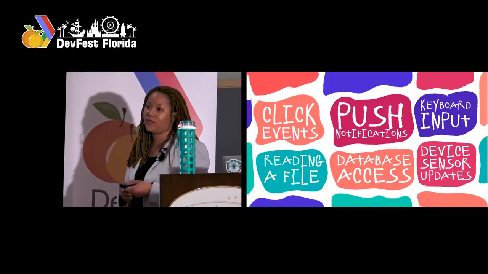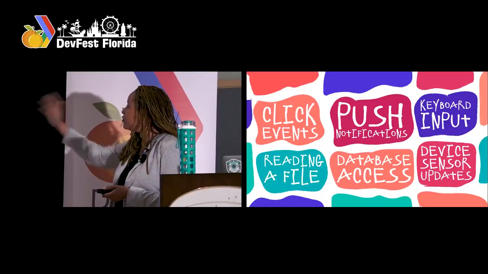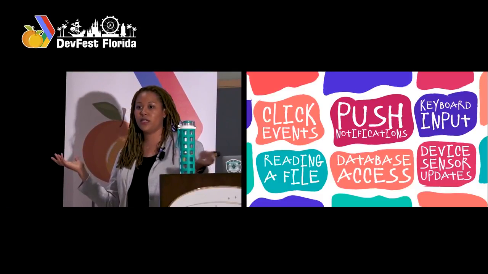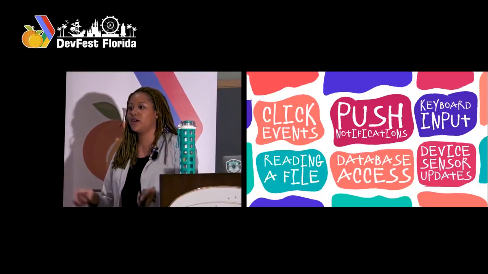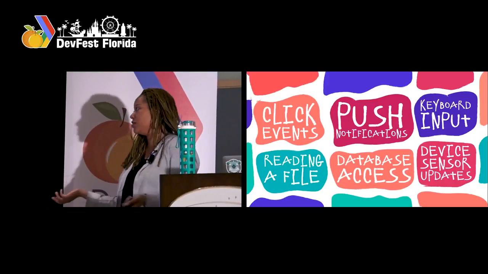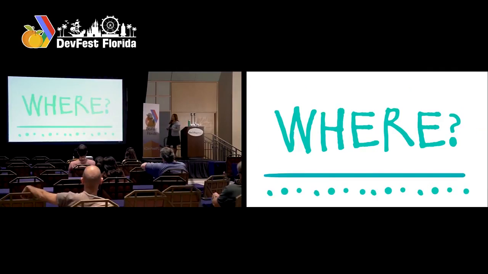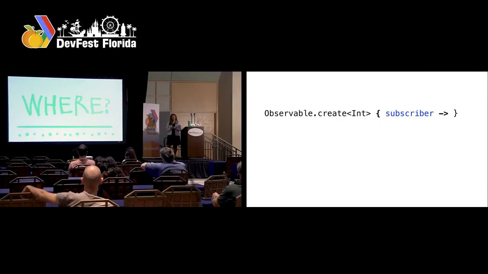And what could be an example of this? Maybe this has something to do with reading a file. Perhaps you wouldn't want to get a file, download it, and read all of its contents if no one cares about that at all. That would be a waste of resources. So that could be a pretty good example of a cold observable. But now the question remains, where do I even get observables from? Well, observables are available through factory methods.